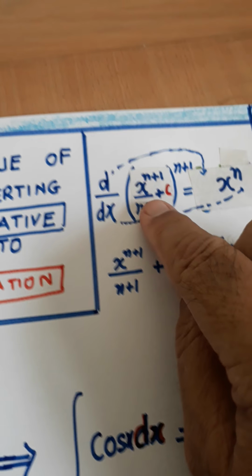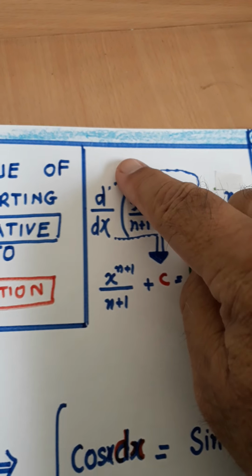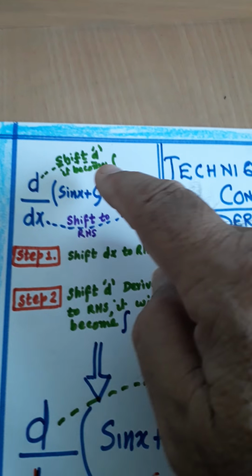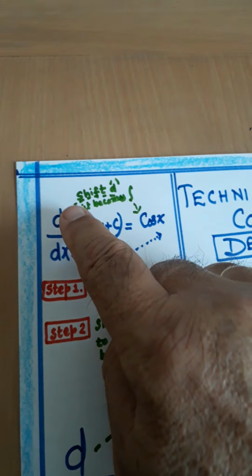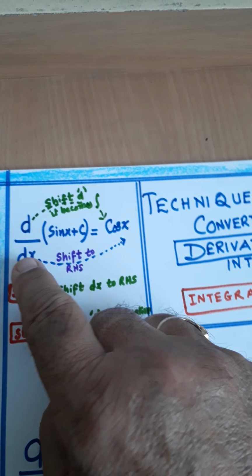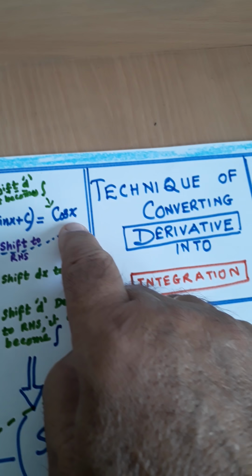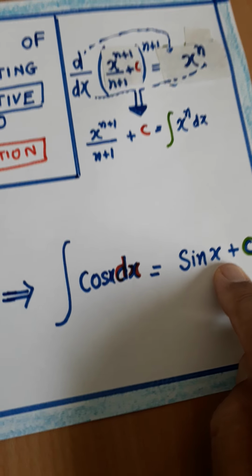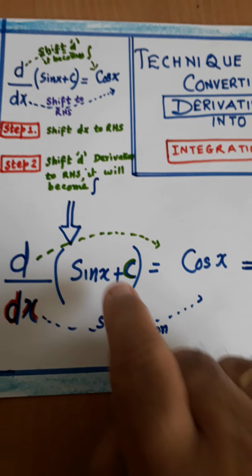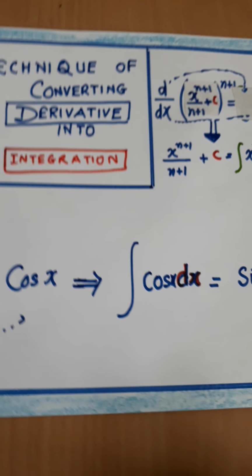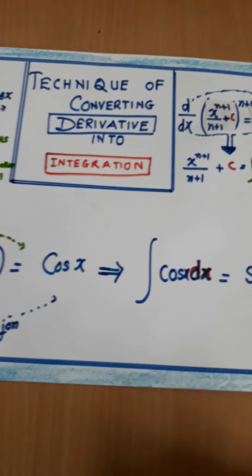So first of all, dx has to be shifted, then d has to be shifted. When d will be shifted, d means derivative. Derivative उधर जाके उल्टा होगा, इंटीग्रेशन बनेगा. dx नीचे बैठा हुआ है, ऊपर cos x के साथ जाके बैठ जाएगा. d will become integration and उधर रह क्या जाएगा, sin x plus c रह जाएगा. So this is how we will be converting all the formulas of differentiation into integration.